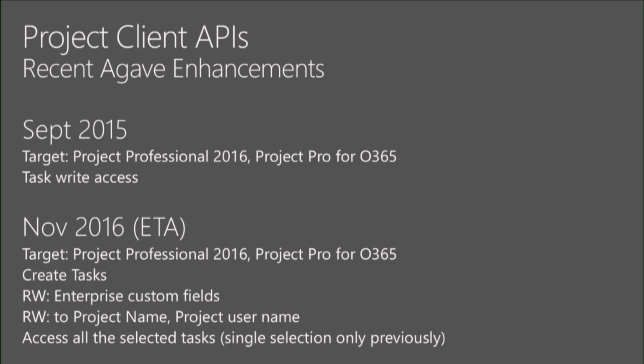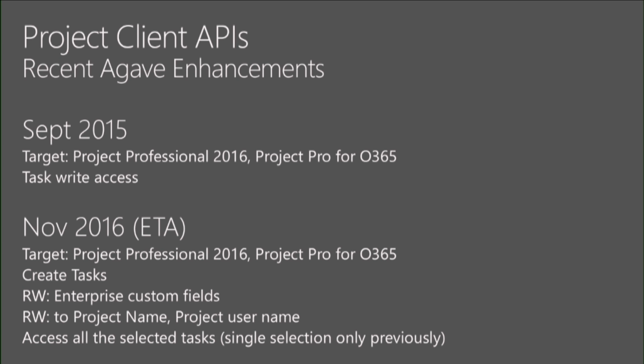Recently, I apologize, this says Agave. That was kind of the internal name. I thought I corrected it. It's called the JavaScript API for Office. So we shipped JavaScript for Office in Project Client 2013, and that included being able to read task data. And last year, we shipped the ability to write and modify fields on the task.